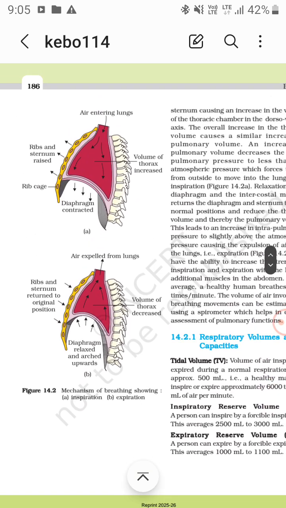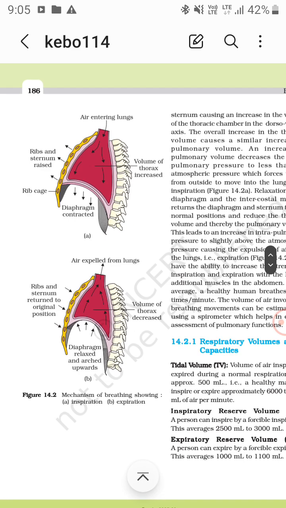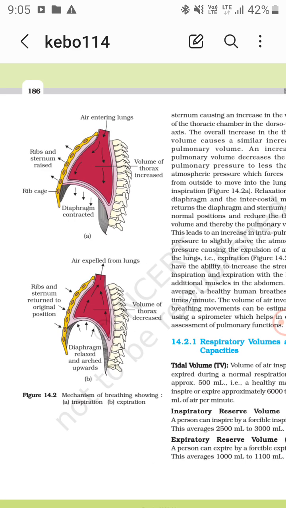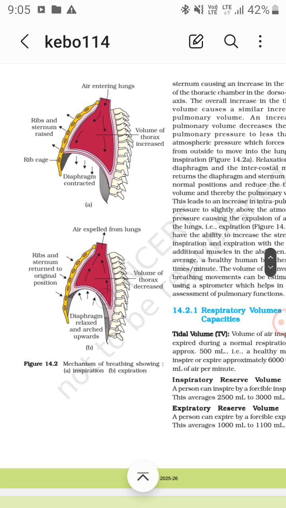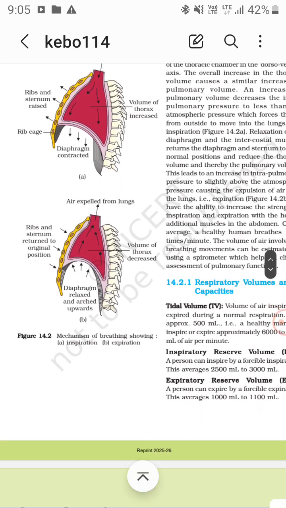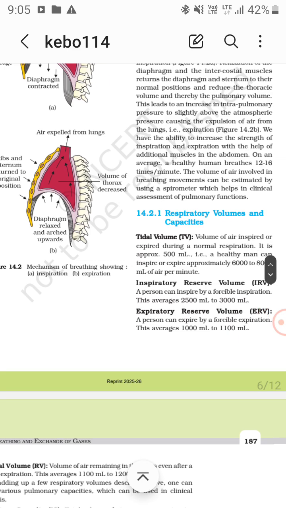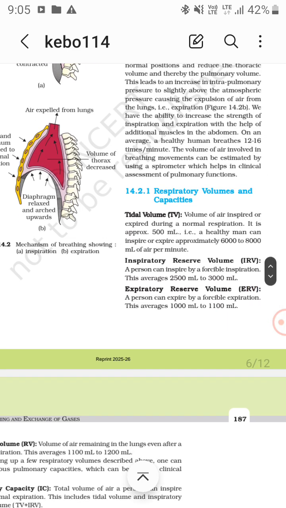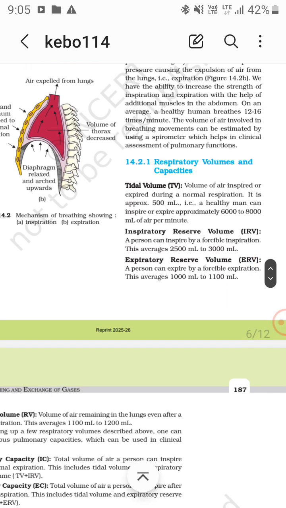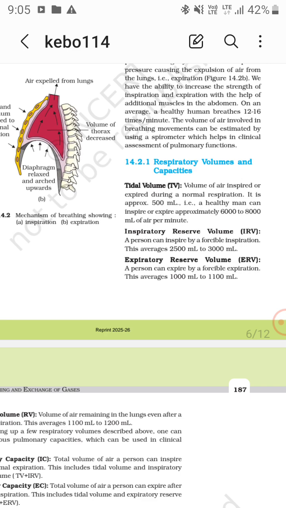So inspiration: air entering lungs, volume of thorax increases, ribs and sternum raise, rib cage raised, diaphragm contracted. Now in expiration, air is expelled from lungs, volume of thorax decreases, ribs and sternum return to original position and the diaphragm relaxes and arches upward. Now respiratory volumes and capacities. So tidal volume is 500 ml. In a healthy man, it is 6000 to 8000 ml of air per minute.